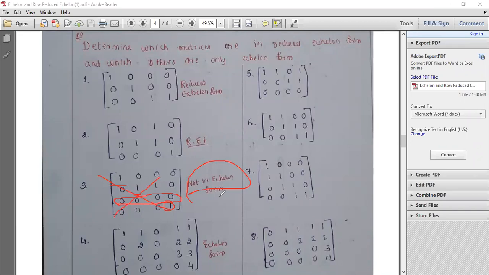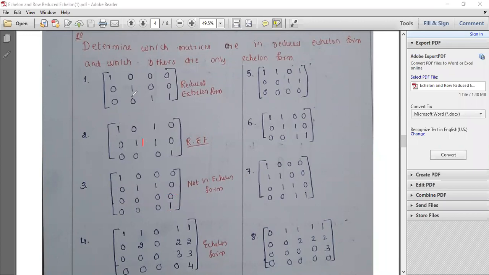Am I clear? Ma'am, I have a doubt. Leading entry should be for the second question, ma'am. For the third column, there is no leading entry. Here, there is no leading entry. But still, this is echelon.